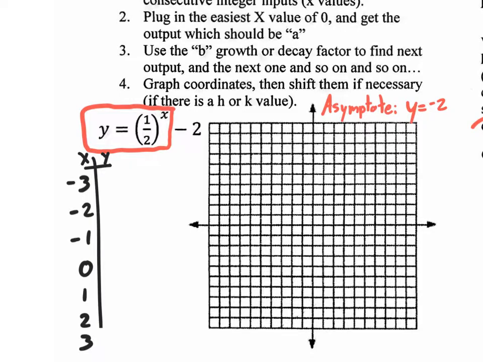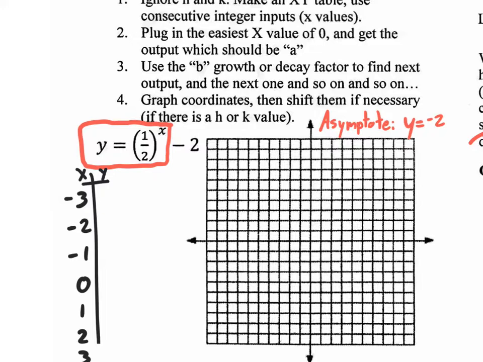And after doing that step, if we go back up to the steps, it says use the easiest x value of 0 and get the output, which should be a. When you're ignoring k and you plug in 0, if you had an a value, that would be your output. Or you could just do the math. Check it out. Plug in 0 right there. What's 1/2 to the 0 power? The answer is 1. So let's put that 1 right there. So for the input 0, we got the output 1. Now let me plot that point (0, 1), which is right there.